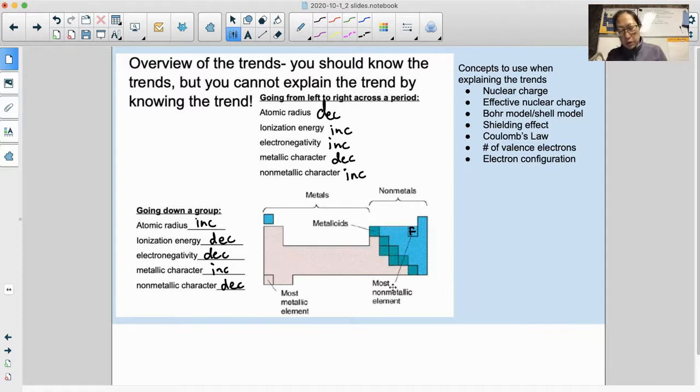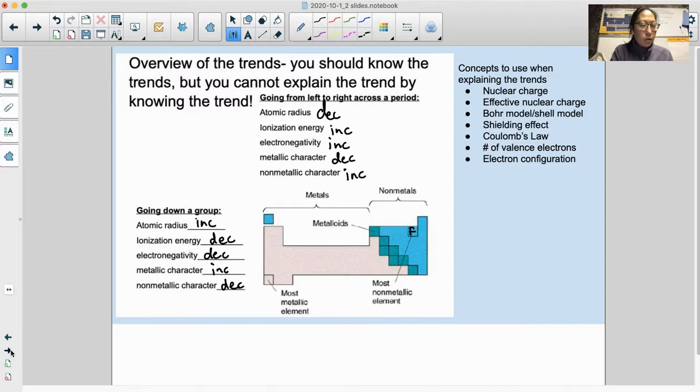So that's the trends. Now, explaining the trends, right, we want to use these concepts. Doesn't mean that you have to use all of them for every question that you answer, but these are the tools, the concepts that you'll use to explain why something is larger than the other, why something has a higher ionization energy, okay, why something might want to gain an electron as opposed to lose an electron. So these are all different concepts that you can use to explain these trends.